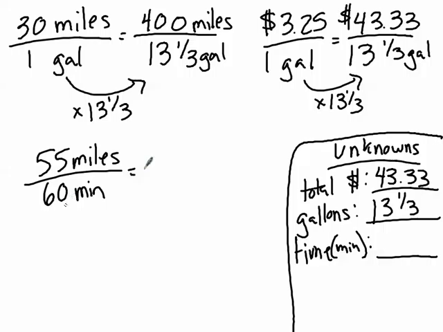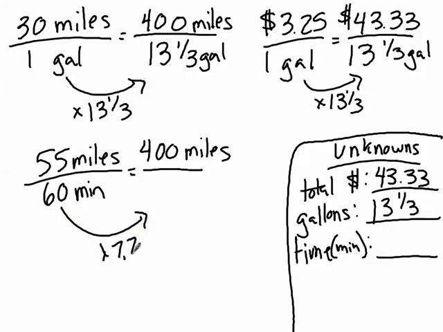And I know that, again, I'm going 400 miles. I see that 55 goes into 400 7.27 times. So I'm going to multiply this by 7.27, and I get 436.36 minutes.